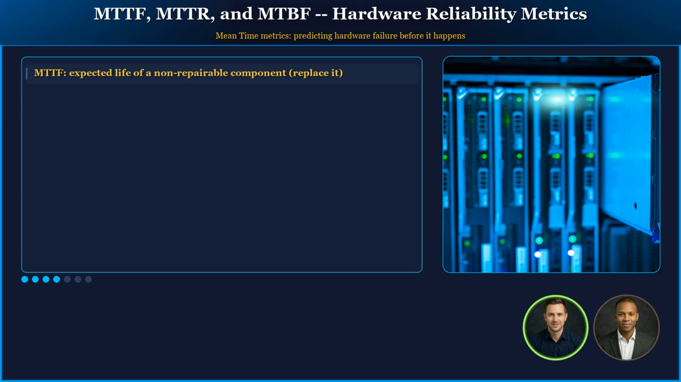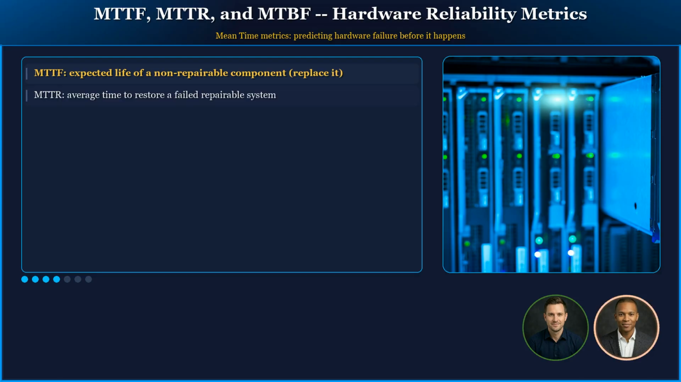These 3 metrics are about hardware reliability and maintenance planning. The exam tests whether you understand the difference between something you repair and something you replace, because those are managed completely differently in a business continuity plan.